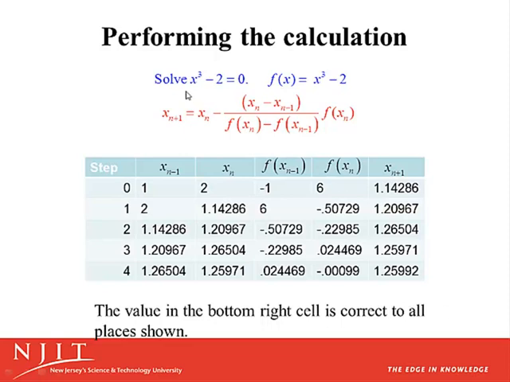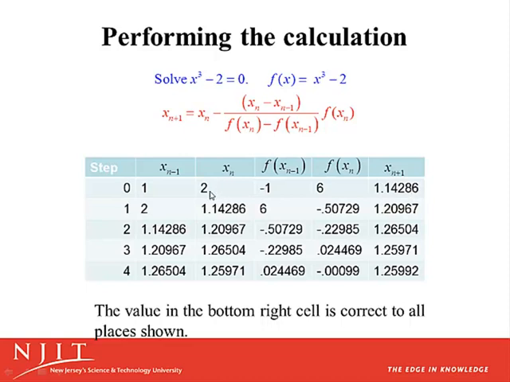We perform the calculation. Here we have the formula up here. We only need the function value. We started with the x values equal 1 and 2. The y values were negative 1 and 6. We plug those values into this formula, and we find the new x value, 1.14.